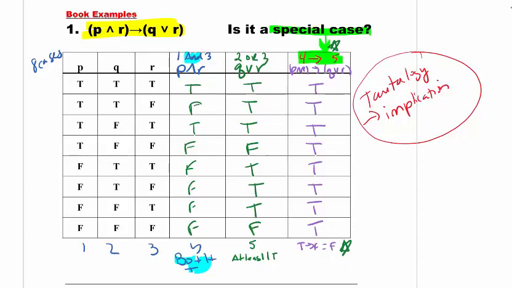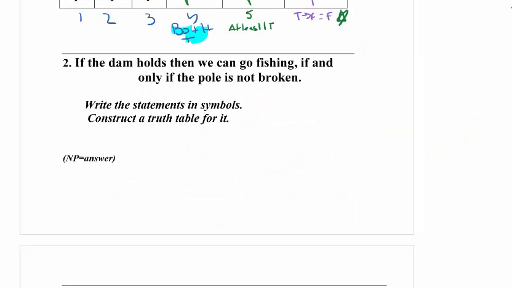Number 2, the first thing I want you to do on this problem is write it in symbols, and then you're going to construct it in a truth table. Pause this, try to do it.